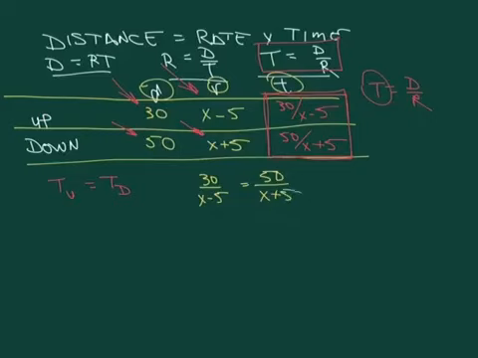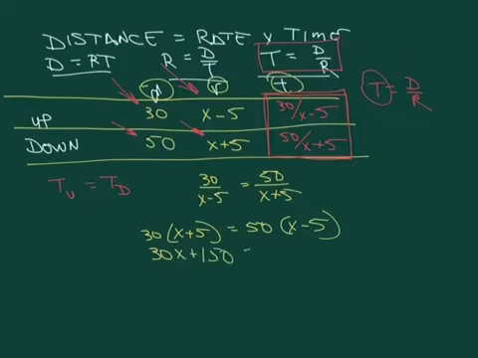Now I've got a proportion, and I can solve it by multiplying 30 times x plus 5 equals 50 times x minus 5. So that gives me 30x plus 150 equals 50x minus 250. And we just move things around. So let's subtract 30x here. I always try to subtract the smaller number, just so when I subtract these I get a positive number.